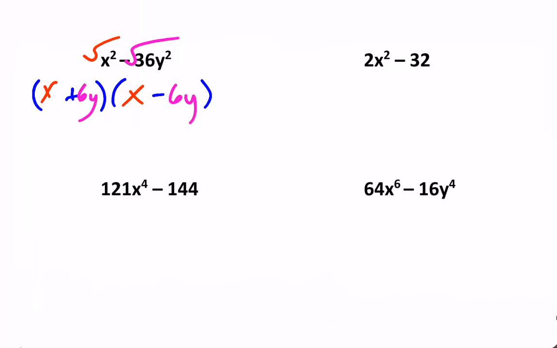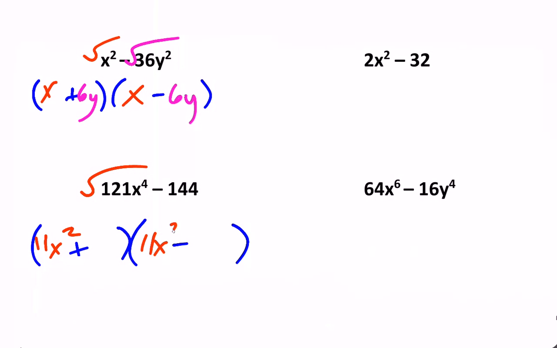Going down, I have two terms, subtraction and perfect squares, no GCF, so I put my structure, parentheses, parentheses, plus, minus. The square root of the first would be 11x squared, and that goes first. And then I do the square root of the last, so the square root of 144 is 12.